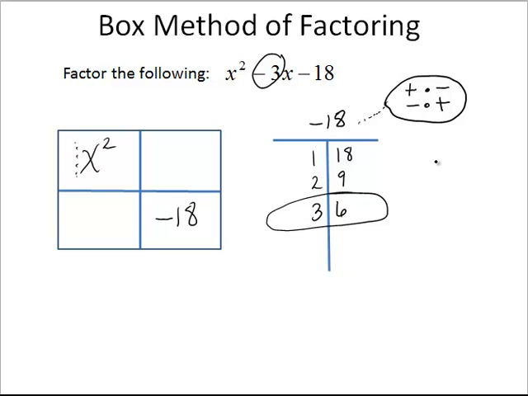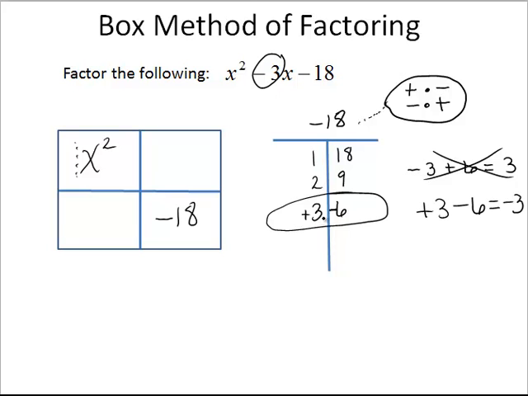Suppose that we had negative 3 plus 6. Well, that equals a positive 3, and we needed a negative 3. So that doesn't work out. Suppose then we had a positive 3 and a negative 6. Well, that will give us a negative 3, and that's what we needed. So I'll write my signs in right here on my chart.